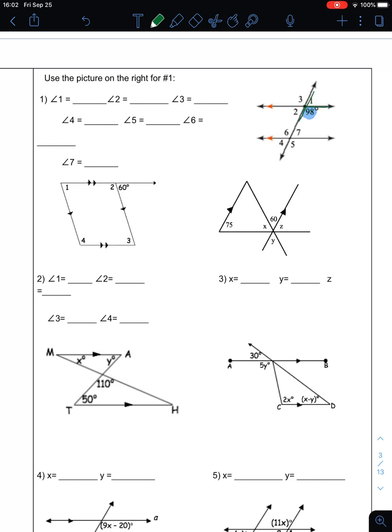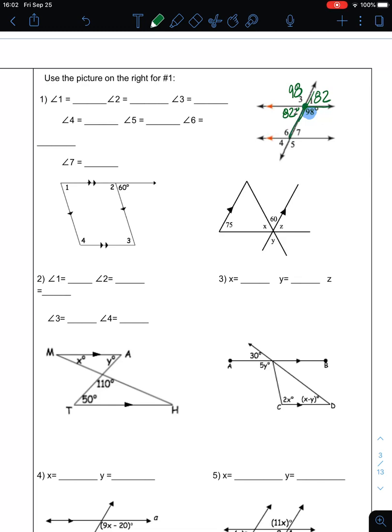If you just want to work your way around it, I know that angle 1 and that 98-degree angle form a linear pair. That means angle 1 has to be 82. Angle 3 is a vertical angle from that 98-degree angle, so it's 98 because vertical angles are congruent. Angle 2 is a linear pair with either one of those 98 degrees, or it's vertical to that 82 degrees.